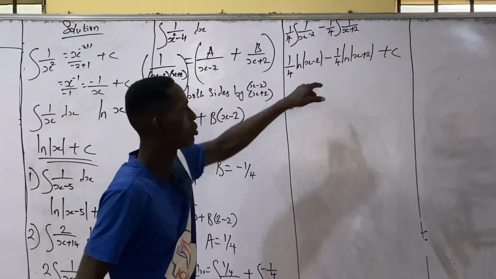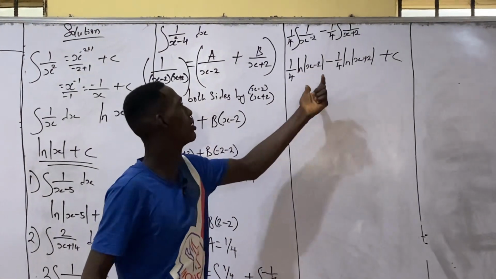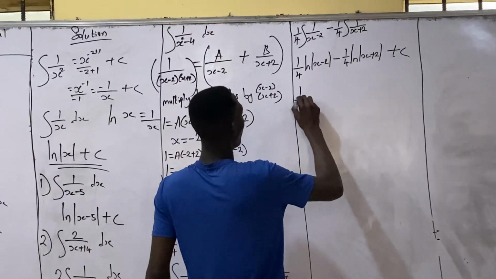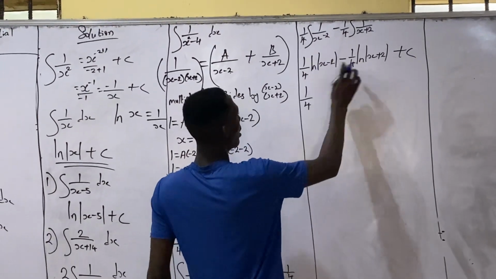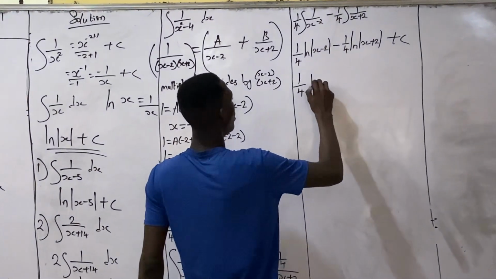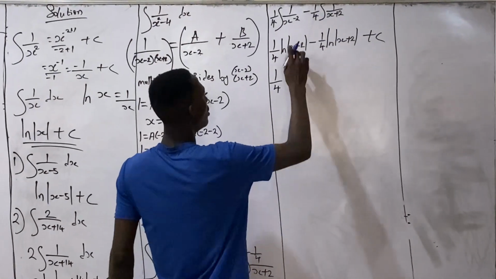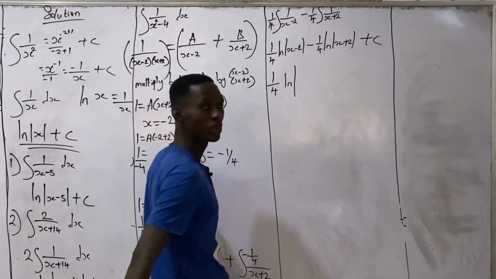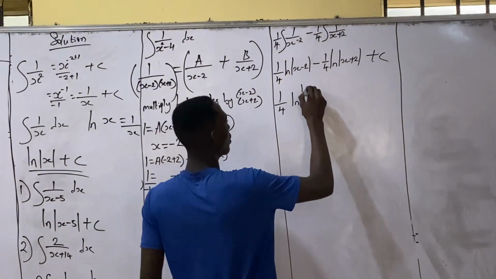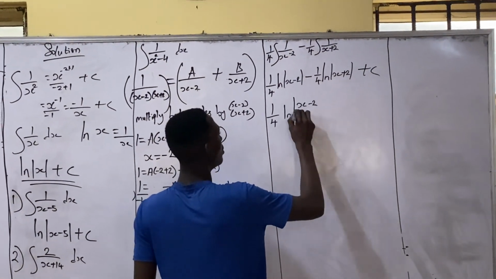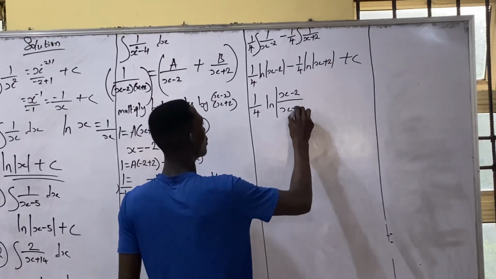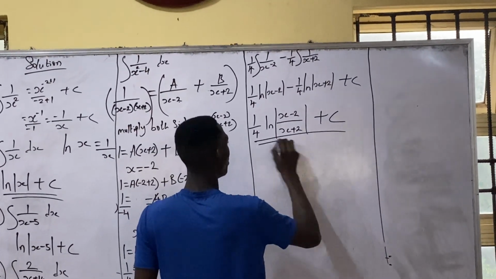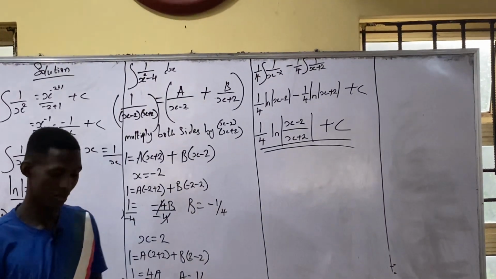Now, 1 over 4 is common on both sides, and this is a logarithmic function. Therefore, we can rewrite this by bringing out the common factor, which is 1 over 4. Another common factor there is ln. This minus sign here will be changed to a divide sign because we are dealing with a log. That will be ln of (x minus 2) over (x plus 2). Then we add our constant. Then you can see this is our final answer.